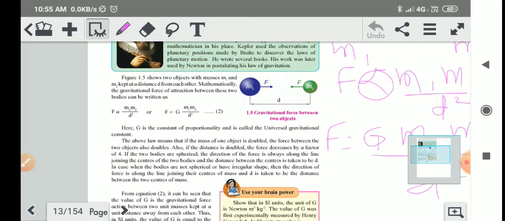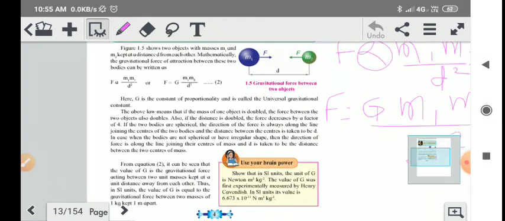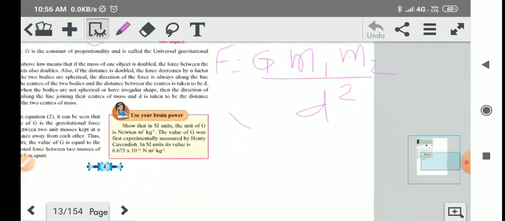Okay, then see here the formula is given, the same formula. Then we have to find the unit of this gravitational constant. Okay, that G is called the universal gravitational constant. Now we have to find the unit of that universal constant. So see, what is the unit of this universal constant.